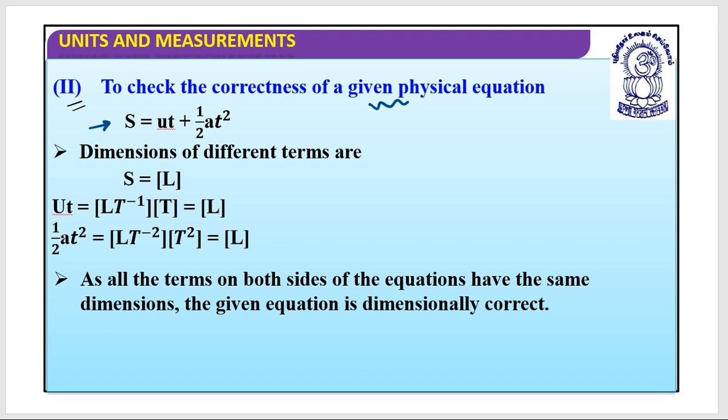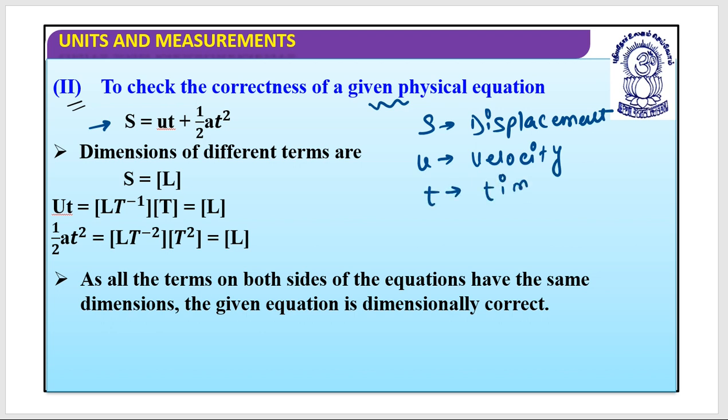Here we have given S equals ut plus half at square, where S is the displacement, u is the velocity, generally we say this is initial velocity, t is the time, a is the acceleration. This is all that has been given. They have given that this is the relation. You just check the correctness of this physical equation.